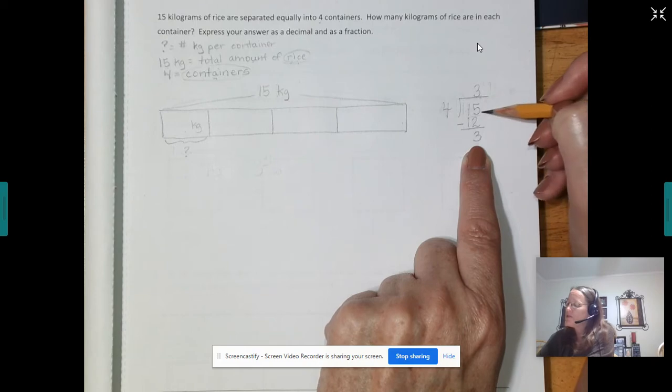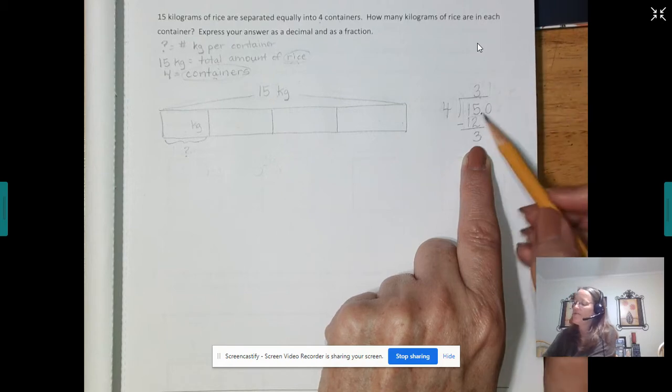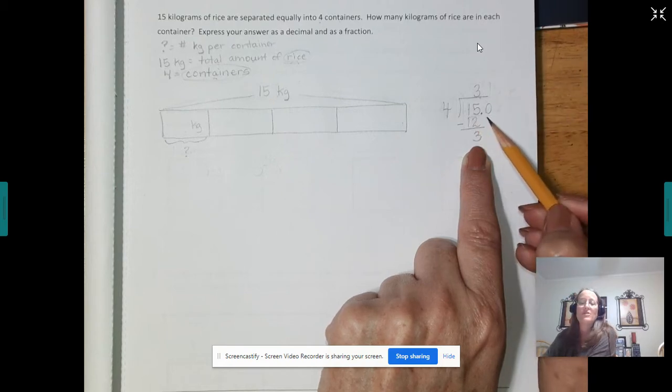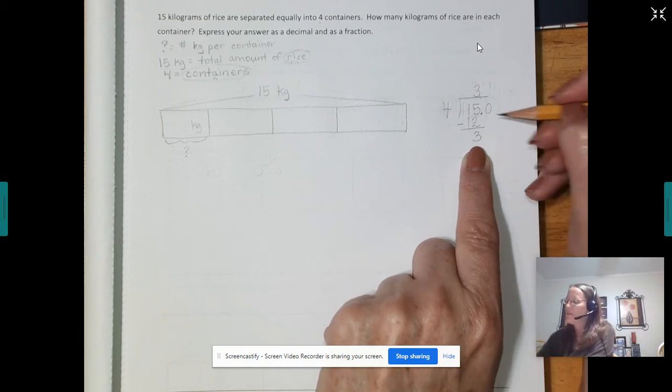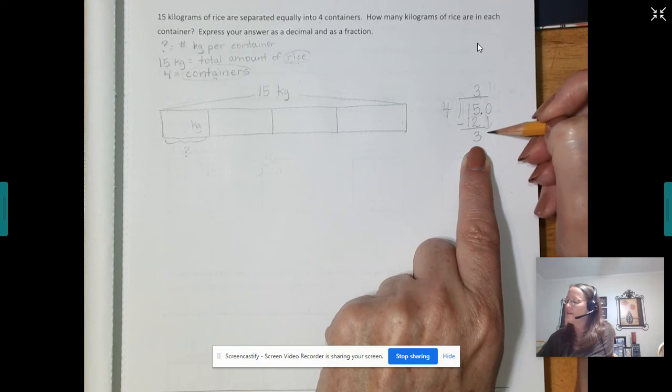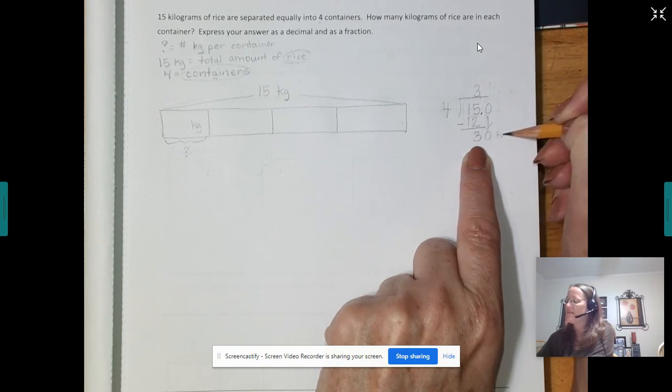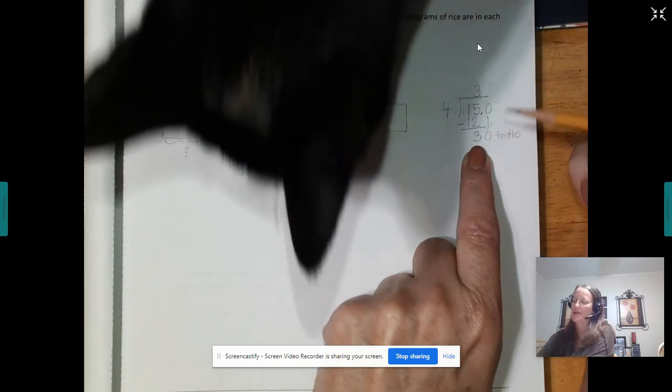But what we need to do is extend our dividend by placing a decimal and a 0 so that the value of our total amount of rice does not change. It is still 15 kilograms of rice, but now we can bring down that 0 and we actually have 30 tenths to split evenly between the 4 containers.